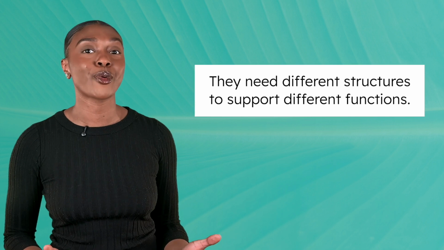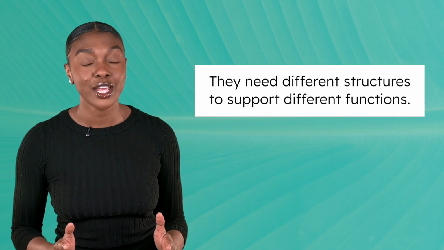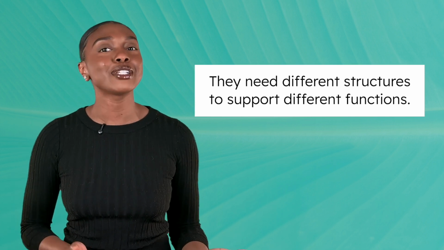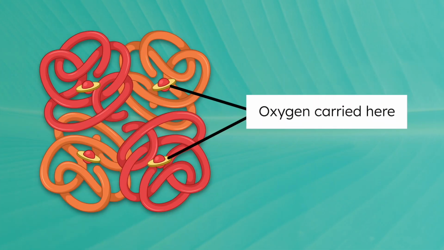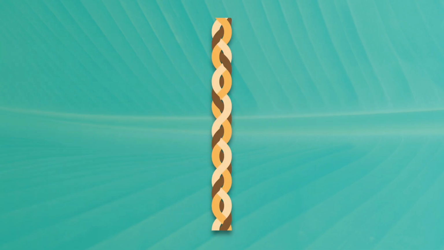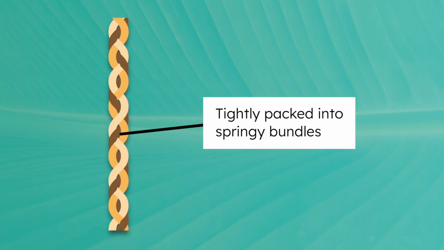They work very differently, so they need different structures to support these very different functions. Just like with the paperclip, even though the material is the same, changing the shape changes what it can do. Hemoglobin transports oxygen, so it needs to have space to carry oxygen molecules. Collagen forms strong connective tissue that provides the strength and elasticity needed for movement, so it needs to be tightly packed into springy bundles that can withstand pressure.